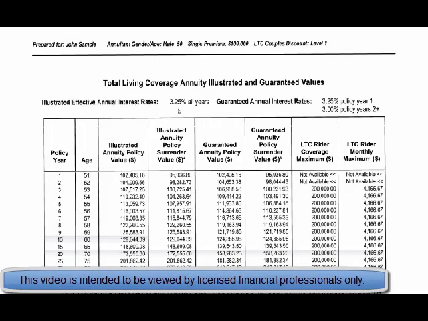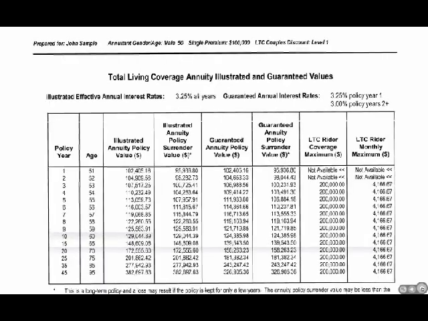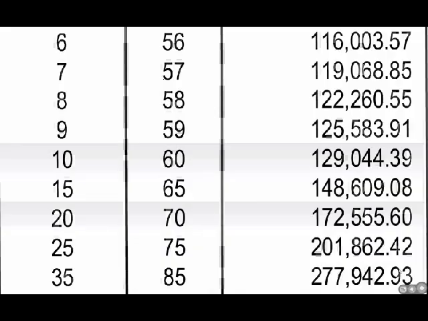And we can see in year 10, and this is on a 50-year-old client, and it's important to keep the age in mind because of the underwriting, we've got $129,044 in cash, plus the long-term care benefit. In this case, the long-term care benefit is $4,166.67 a month. That's the maximum amount. The total amount available is $200,000.